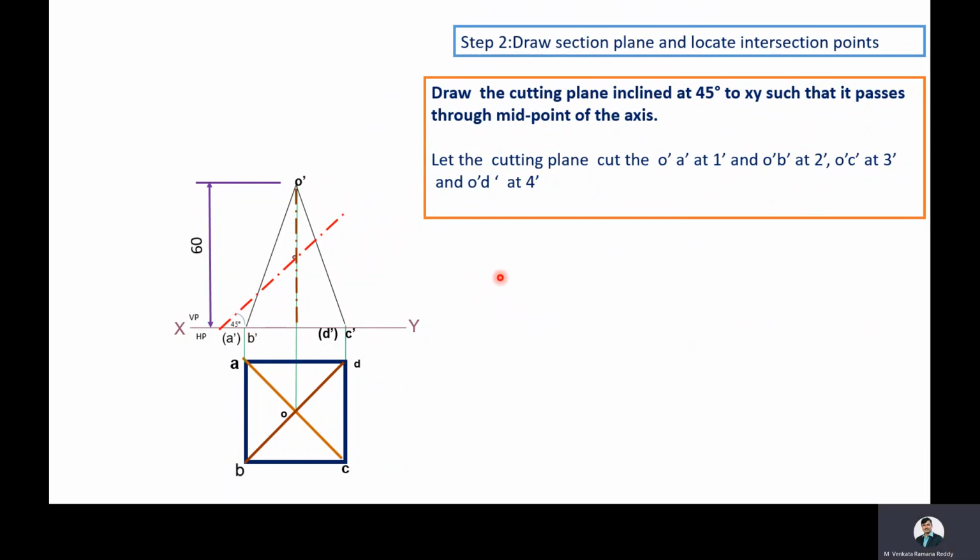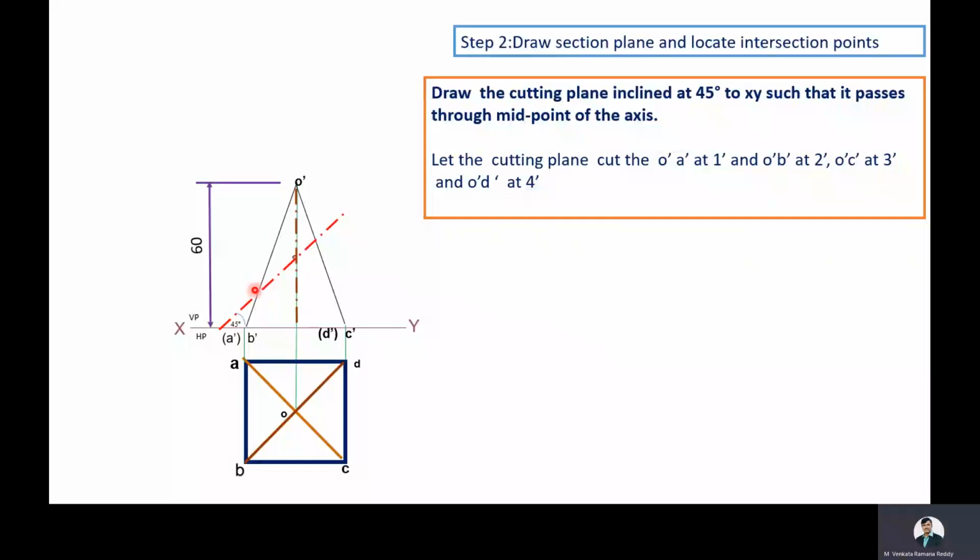After that, locate the intersection points of the section plane as well as face edges of the square pyramid. Here, O dash A dash, O dash B dash, O dash C dash, O dash D dash are the face edges of a square pyramid. They are also called slant edges of a square pyramid.